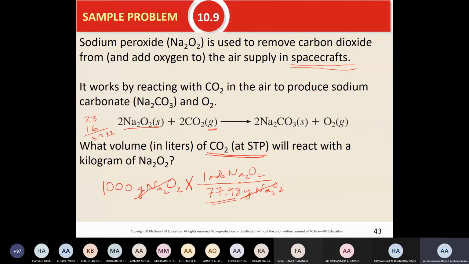Now I can relate mole. 2 mole Na2O2 will give me how many moles of CO2? 2 mole CO2. And now I will stop here. Give me the number of moles quickly. 12.82 mole CO2. Good. I have the number of moles at STP. What's the volume?